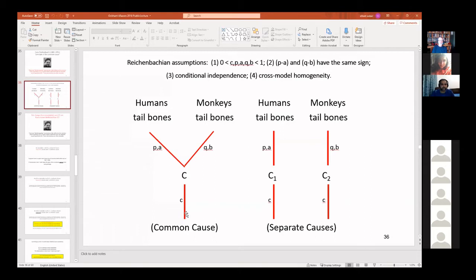So the probability that human beings and monkeys will both have tailbones is 1 according to the common cause hypothesis, and it's also 1 according to the separate cause hypothesis. The probability is 1 that this guy will have a tailbone, and then if this ancestor has one, the probability is 1 that humans will have it. So we have a likelihood equality when we violate this first assumption in the way I described.